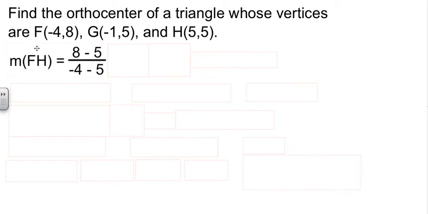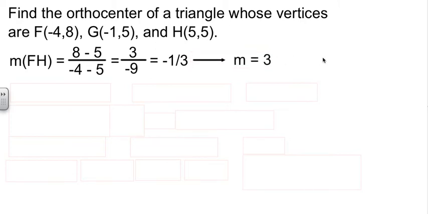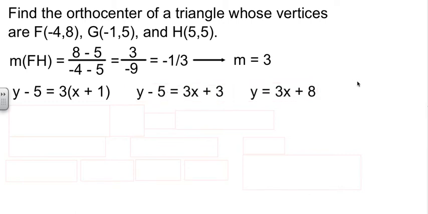So the first thing I'm going to do is find, and this time they gave us letters to talk about, I'm going to find the slope of segment FH. So 8 minus 5 over negative 4 minus 5 cleans up to negative a third. Okay. Now, since the altitude is going to be perpendicular to that, what I'm really interested in is a slope of 3. And that's going to be a slope of 3 for a line going through point G, the point that I didn't use here. So substituting into point slope form, distribute and collect. I've got an equation for one altitude.